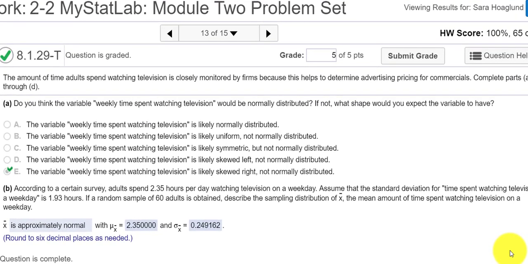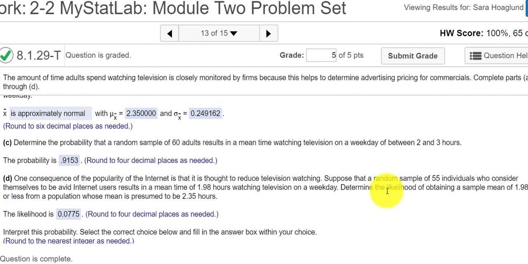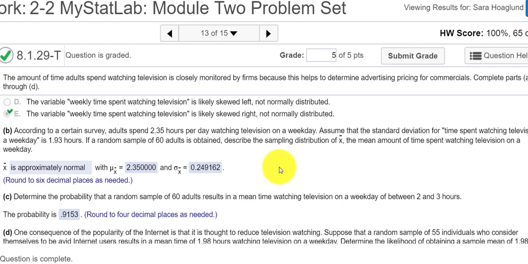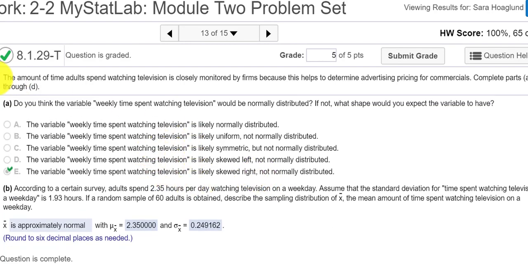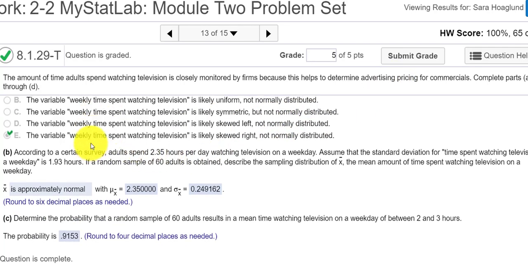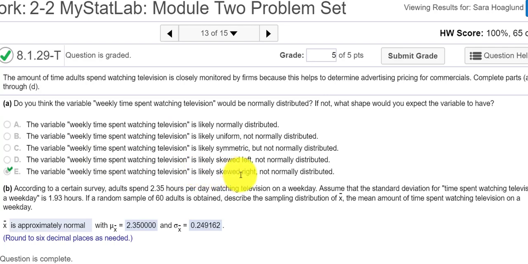I think it was number 13 from the 2.2 StatLab assignment. Specifically, there was a question with part C of this assignment. So let's just take a look at the beginning parts here. The amount of time adults spend watching TV is closely monitored by firms because this helps determine advertising pricing. And then we're given a few questions to answer. Let's see. Weekly time spent watching television is likely skewed right, not normally distributed.